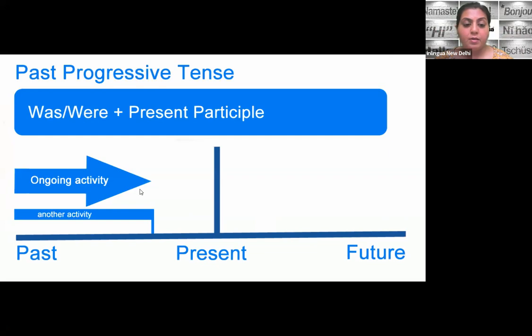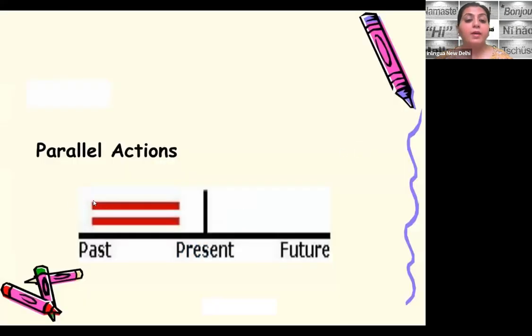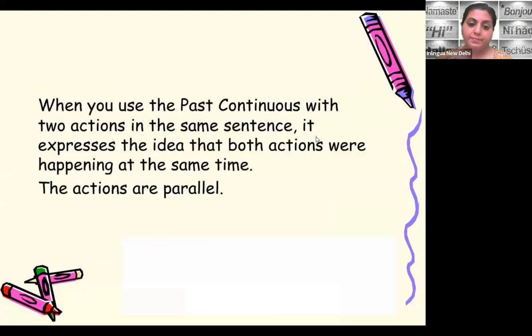For example, two ongoing activities or two continuous activities. One ongoing activity and there is another ongoing activity which is happening parallelly with the first activity. This is the way we describe two actions which were happening together in the past. They also are called parallel actions. They happened at the same time or they were happening at the same time.